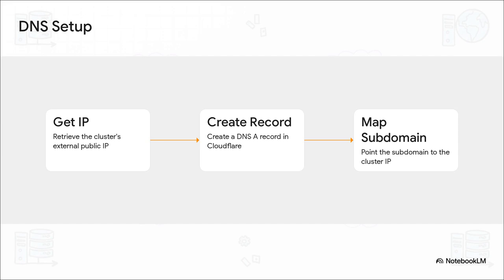So let's walk through this final connecting sequence. Step 1, we go in and retrieve the raw external public IP address right from our cluster's admin panel. Step 2, we jump over to a DNS provider like Cloudflare, and we create an A record. And step 3, we map a friendly, readable subdomain directly to that raw cluster IP. And just like that, external web traffic knows exactly how to find our cluster's front door.